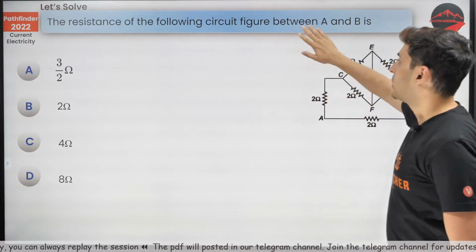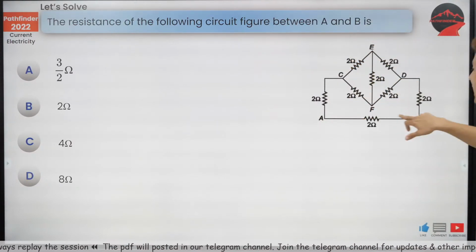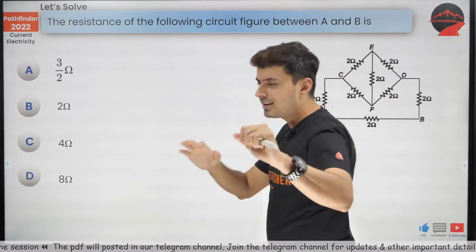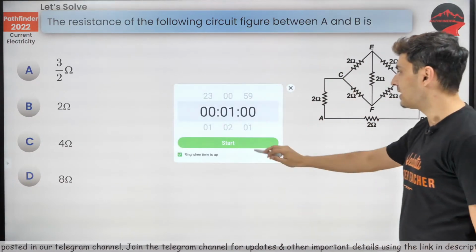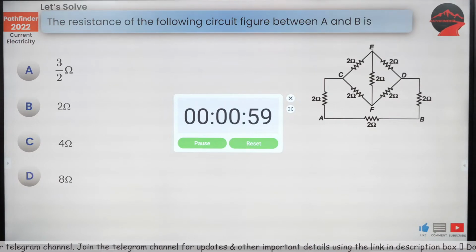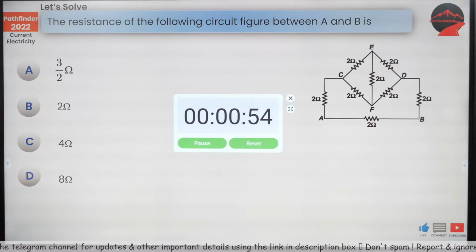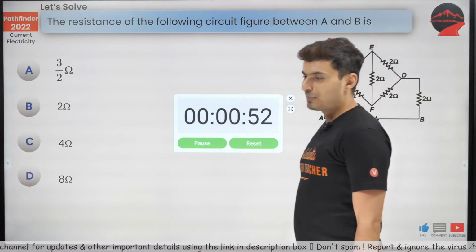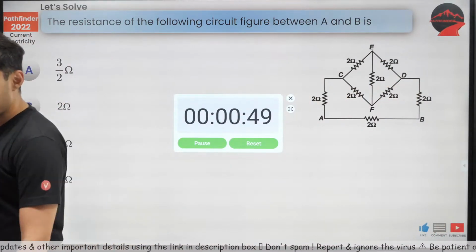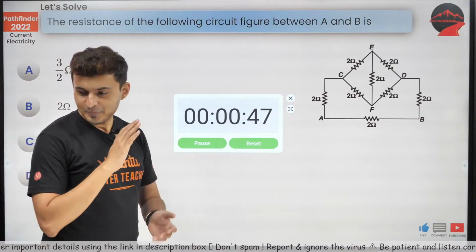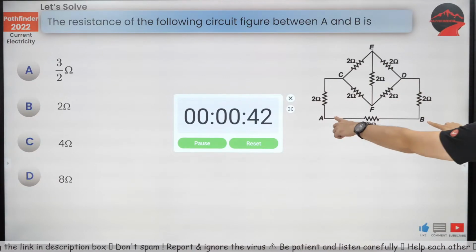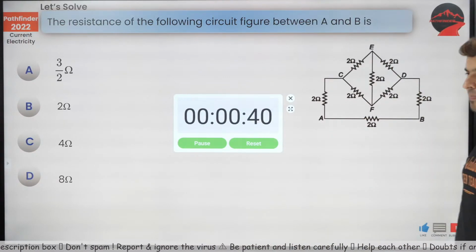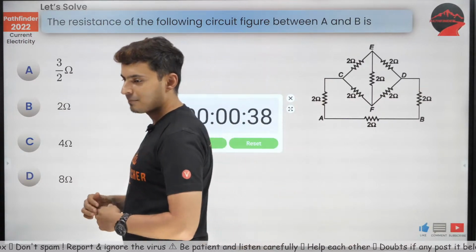The resistance of the following circuit between A and B. Let's see who is really quick to solve this question within 1 minute, and I have started the countdown timer right now. Let's see if you can do this. Come on, my warriors. Hi, Shruti, come on. All right, Venki, come on, my warriors. Figure this out. What will be the equivalent between A and B? It's not a difficult question.